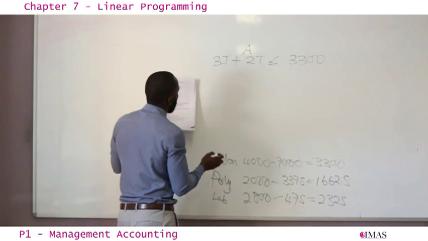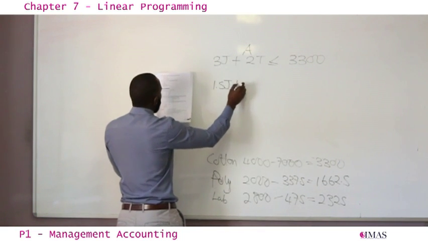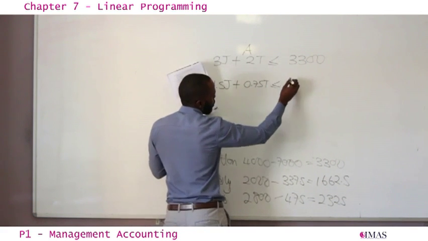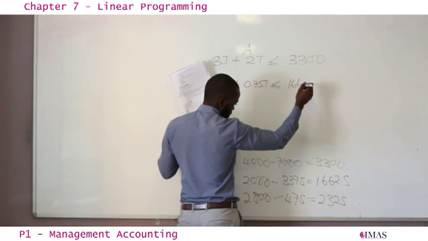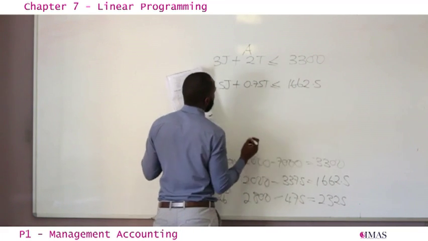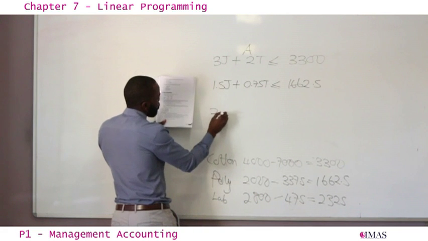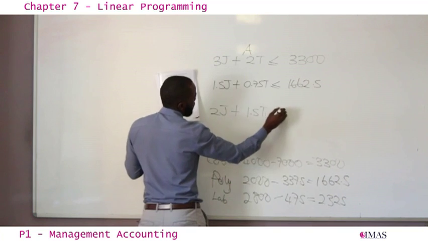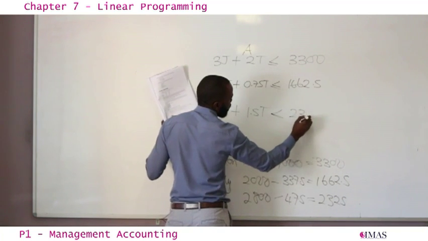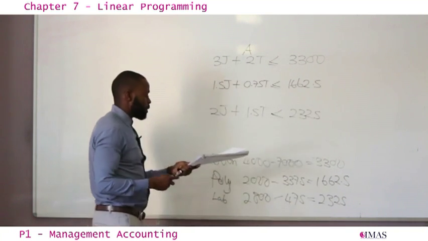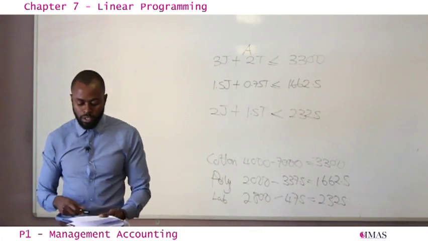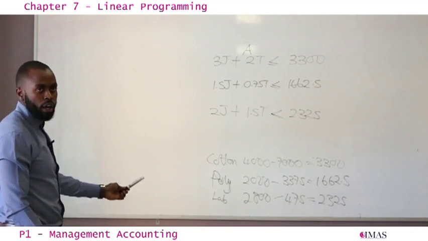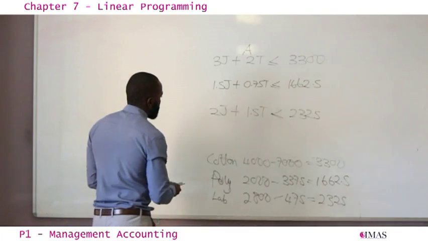If the examiner wanted polyester, I would say 1.5J plus 0.75T is less than or equal to 1662.5. For labor, I would say 2J plus 1.5T less than or equal to 2325. So this would be our step number 3 if we're doing a full question. Step number 3 is stating our constraints. Then we would also put our demand constraints.